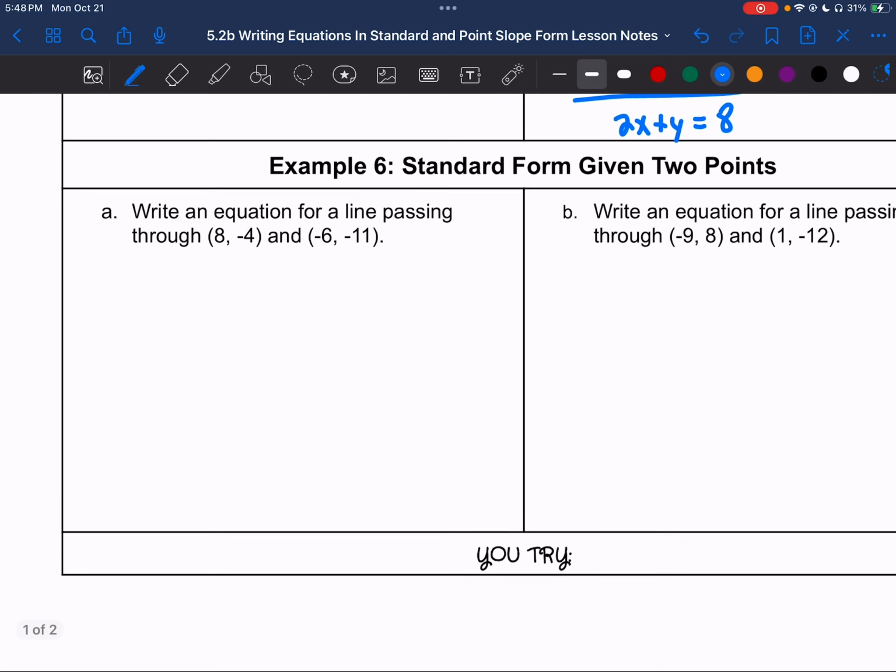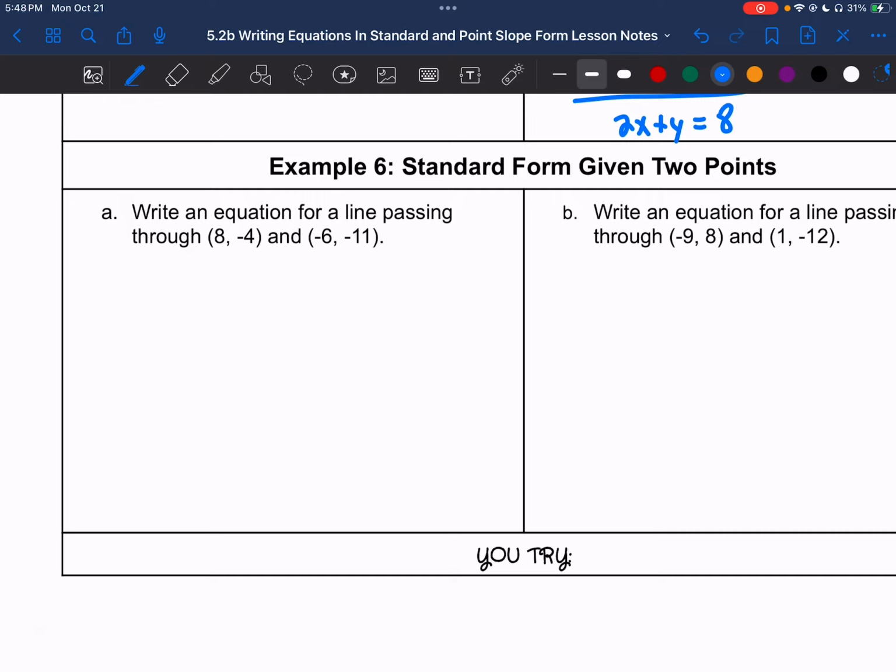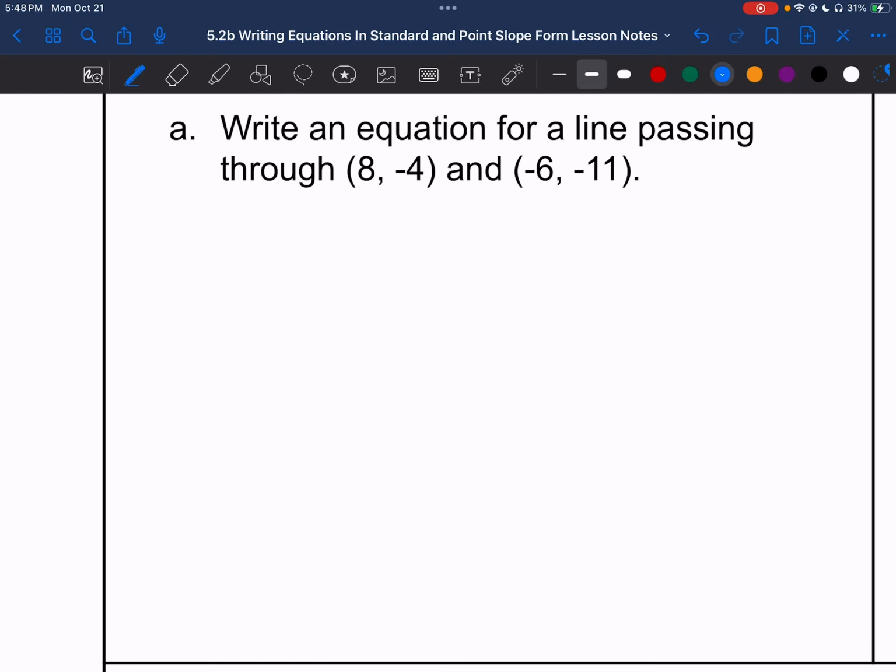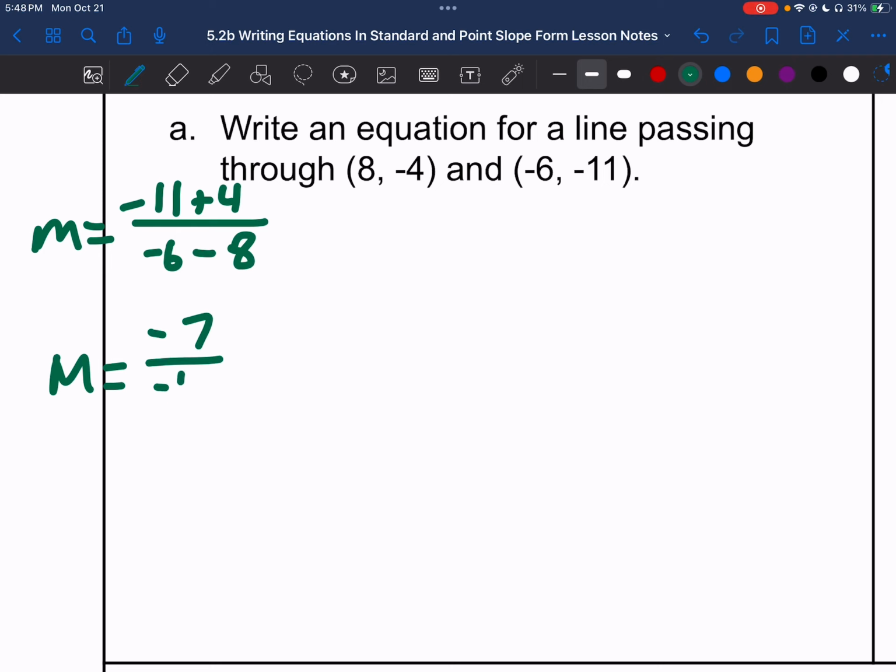Now, example 6 is asking us to write standard form, and we're only going to be given 2 points. So the first thing we need to do is calculate the slope with those points. So m is going to be equal to negative 11 plus 4, right? Because it's minus negative 4, over negative 6 minus 8. And we're going to get negative 7 over negative 14, which I can simplify to be 1/2, which I know is going to be problematic, but we'll deal with that in a moment.